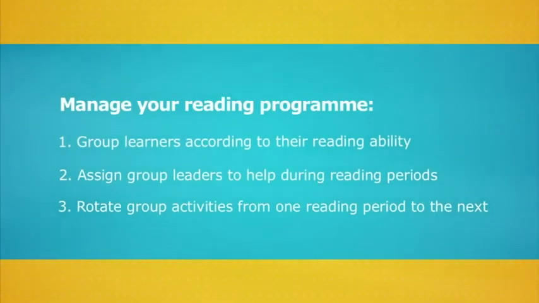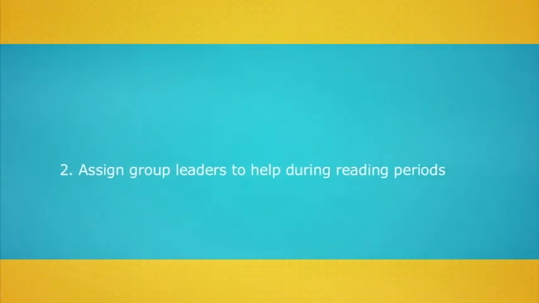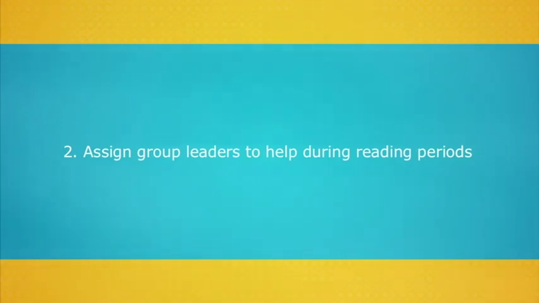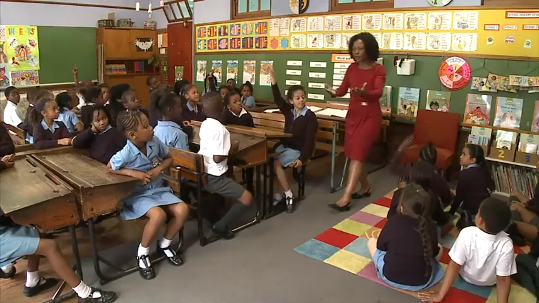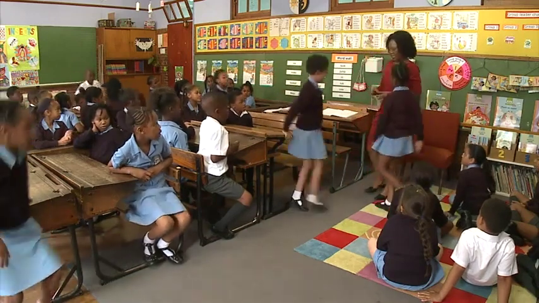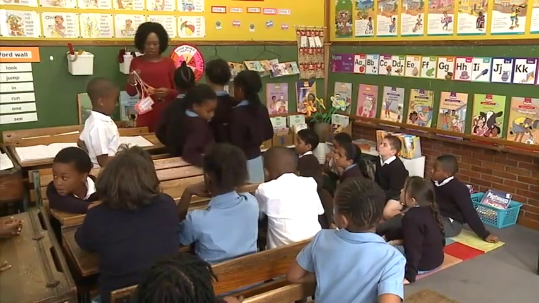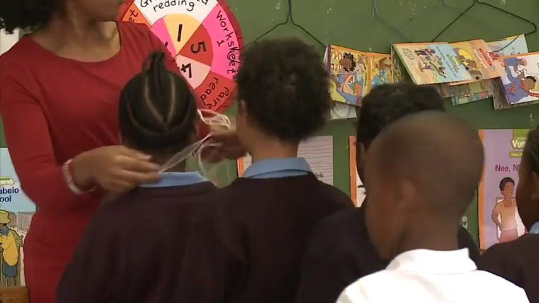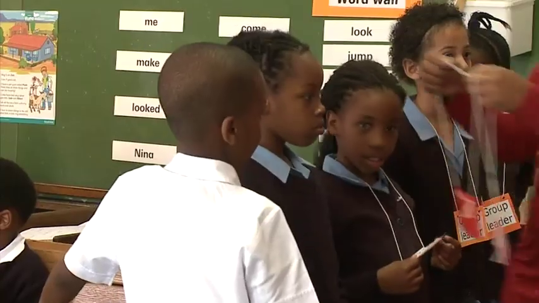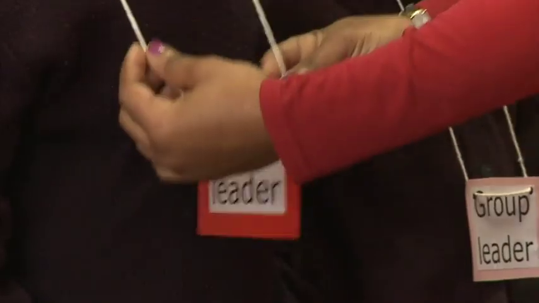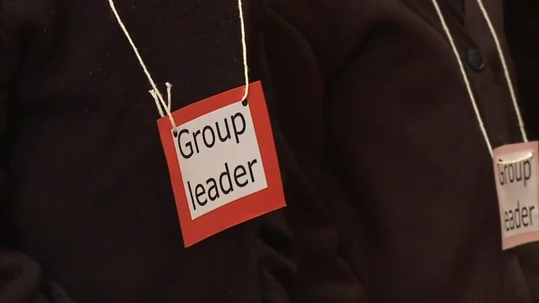The second aspect that we will look at is to assign group leaders to help during reading periods. Each reading group must have a group leader. It helps learners become more independent and responsible. The task of each group leader is to help his or her group settle down and start working in an orderly way. And it frees up your time to teach.